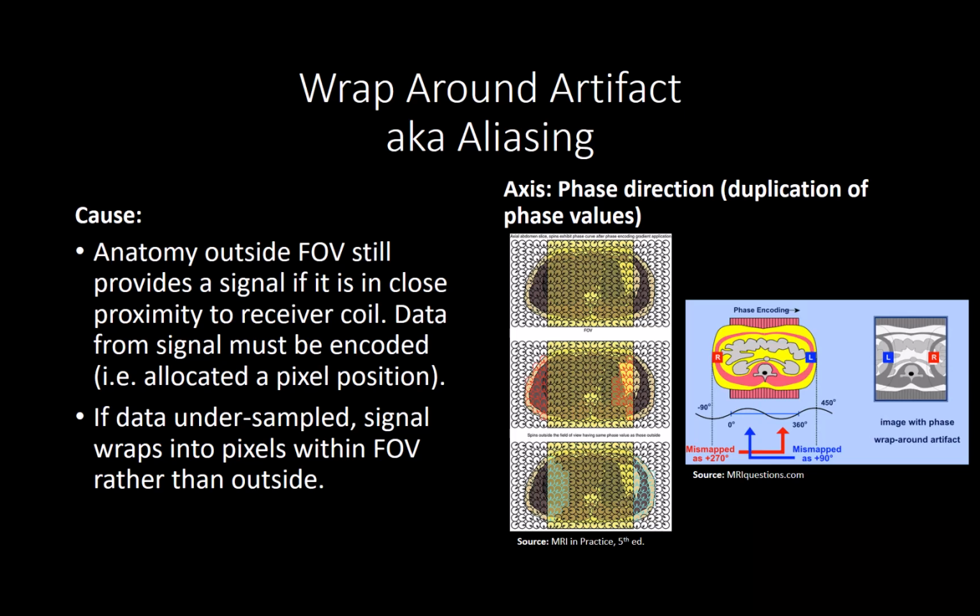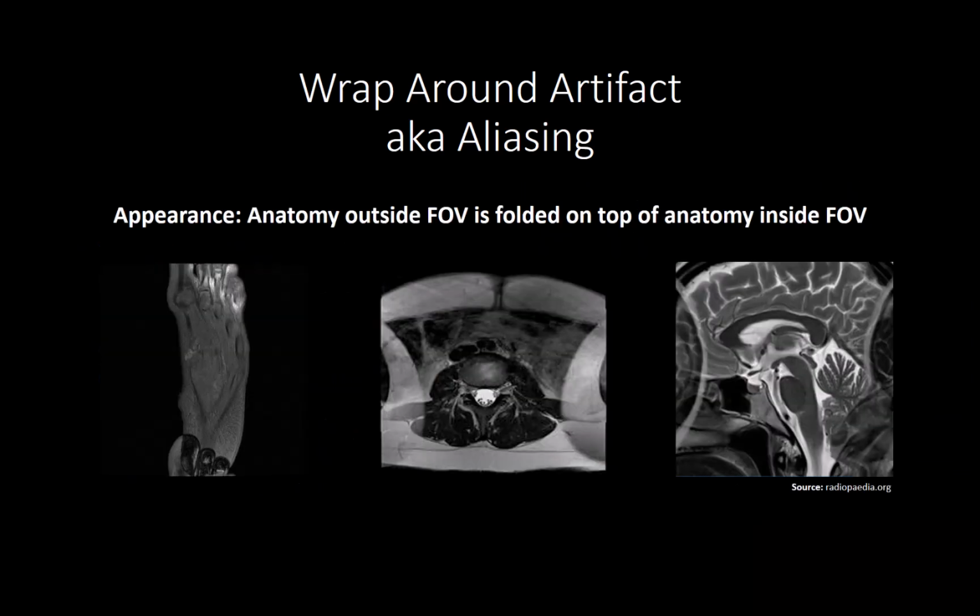This typically occurs on the opposite side of the field of view, so you can see from the image to the right that the right hip usually projects on the left side of the field of view. This artifact appears as anatomy outside the field of view is folded on top of anatomy inside the field of view. You have 3 examples below showing the toes wrapping into the back of the image where the heel normally projects.